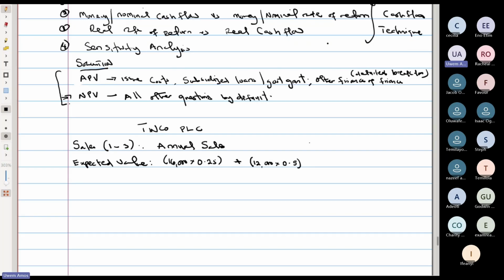Okay, so these are our expected sales. It's the multiplication of the individual values by the different probabilities, and then we sum it up. So what do we have? Let me get my calculator quickly. 12,000.